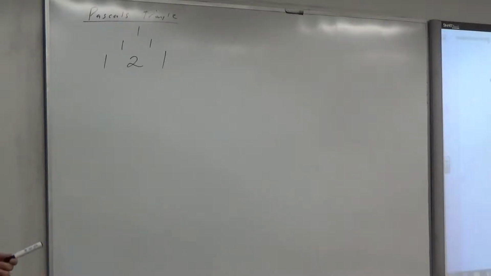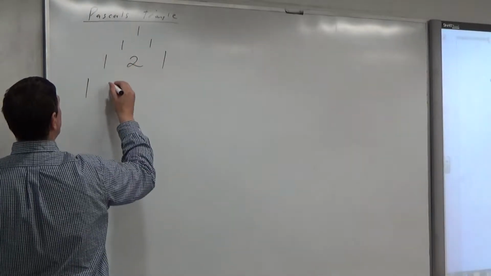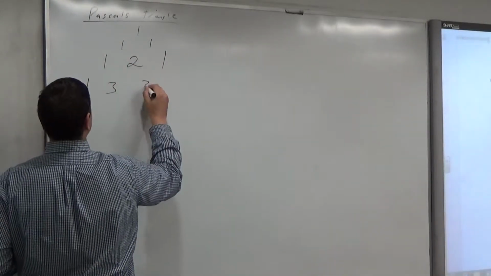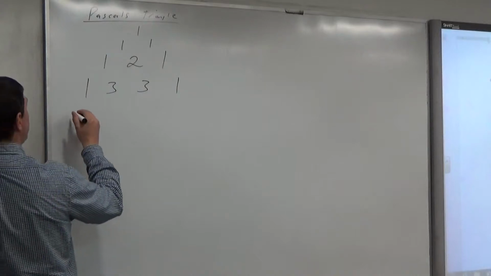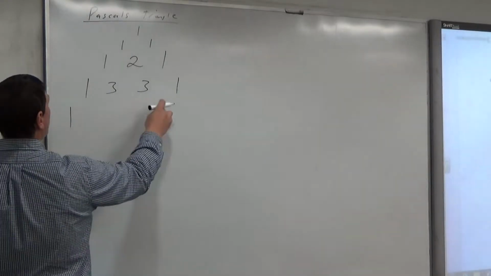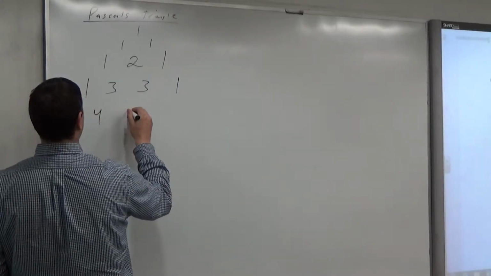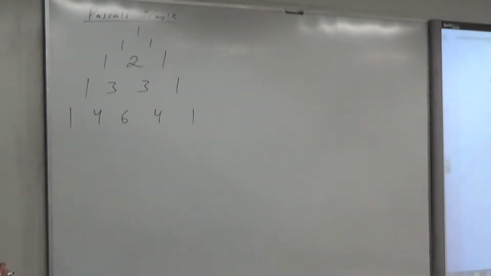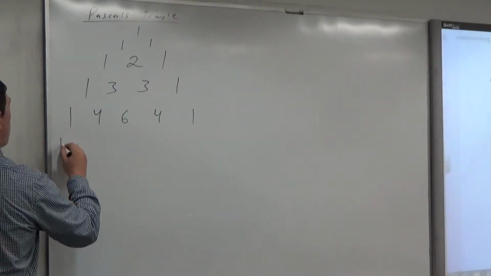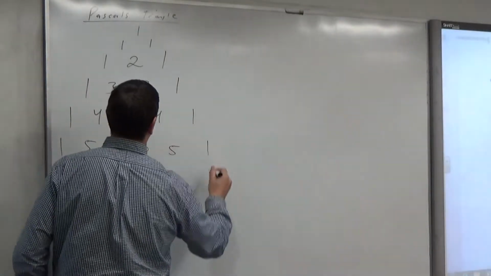Okay? So for instance, the next row would be 1, and then 1 plus 2 is 3, 2 plus 1 is 3, and then you put a 1 on the outside. Okay? If I wanted to get the next row, that would be 1. What would be the next 3 numbers by Pascal's triangle? 4, 6, 4, right? 4, 6, 4, and then 1. Okay? If I was to do one more row, just to say that we did, that would be 1, 5, 10, 10, 5, 1.